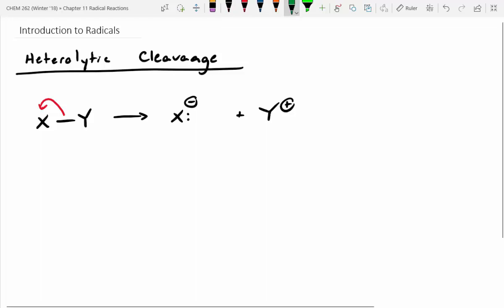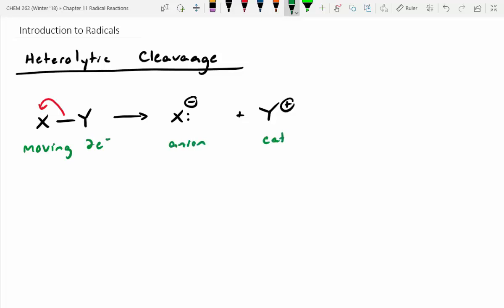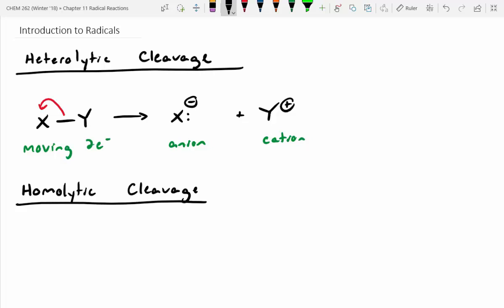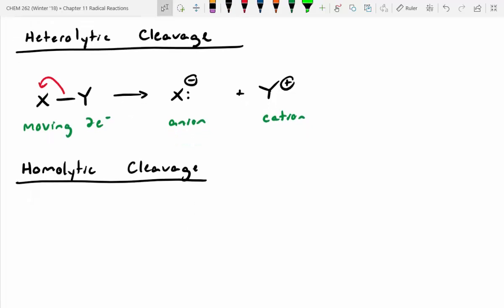And so anytime you do heterolytic cleavage, you're moving two electrons. And then you make an anion and a cation, usually. Let's compare this to homolytic cleavage. Homolytic cleavage, in this case, isn't going to dump two electrons onto one atom. It's actually going to split them between two atoms. So let's take a look at this.